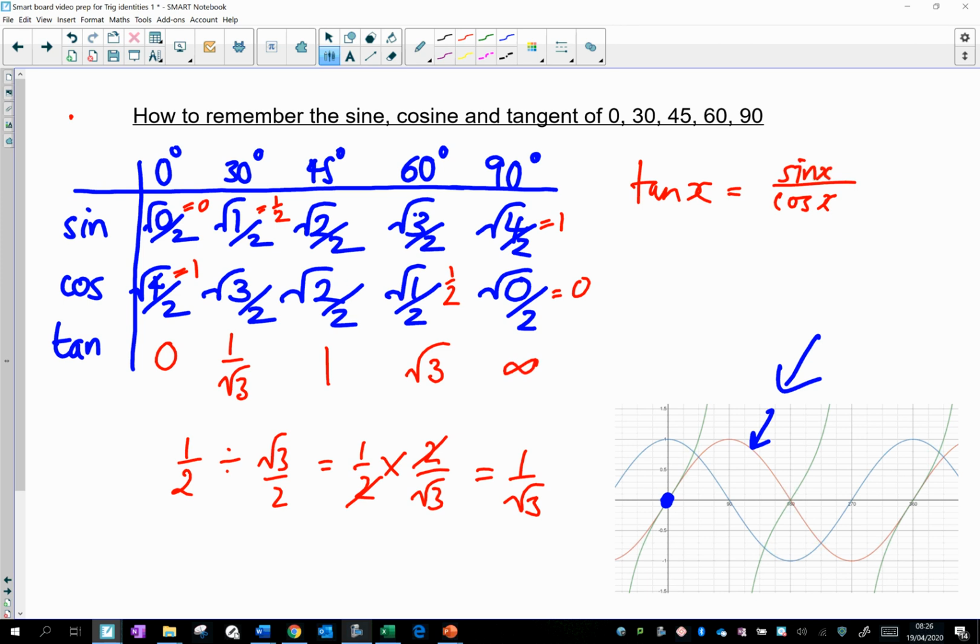And you know that from the tan graph, here's tan in green. Here's 90 degrees, and tan 90 is actually infinity. Okay, 1 over root 3, this one over here, we can write as root 3 over 3. So that gives you a fairly quick and easy way of remembering that table.